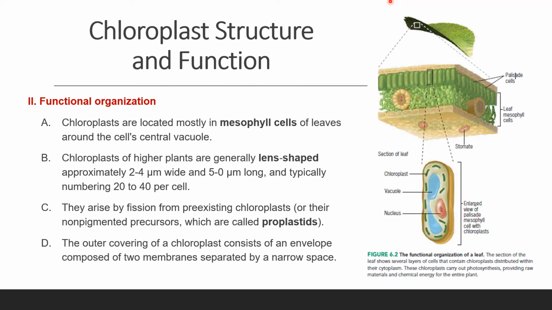Chloroplasts of higher plants are generally lens-shaped. They are approximately 2 to 4 micrometers wide and 5 to 10 micrometers long, and typically number 20 to 40 per cell. They arise by fission from pre-existing chloroplasts, or from non-pigmented precursors called proplastids. The outer covering of the chloroplast consists of an envelope composed of two membranes separated by a narrow space.